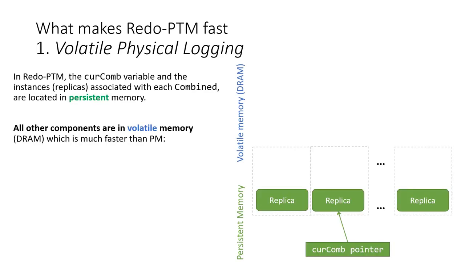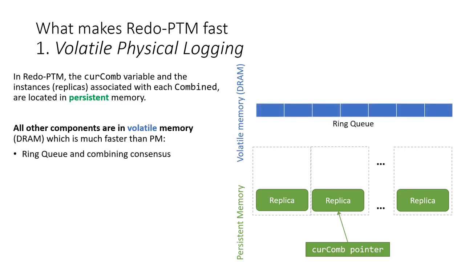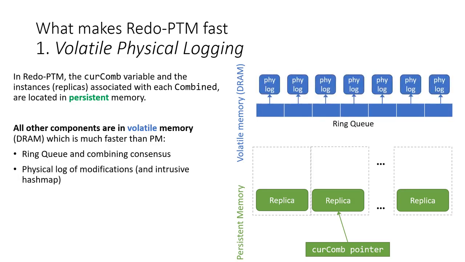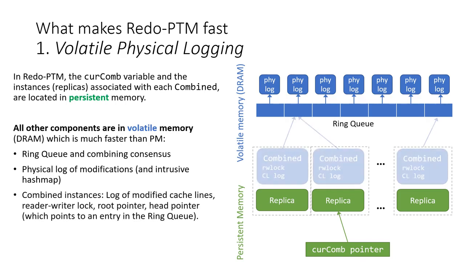The first of the factors that improve performance is that the replicas and the curcom pointer are all located in persistent memory, but everything else is in volatile memory. That means the ring queue, which is a memory-bounded kind of wait-free queue, the physical redo logs and undo logs that are used for the transactions, the combined instances associated with each replica. They contain the cache line logs, the reader-writer logs, and head pointers. All of these are volatile.